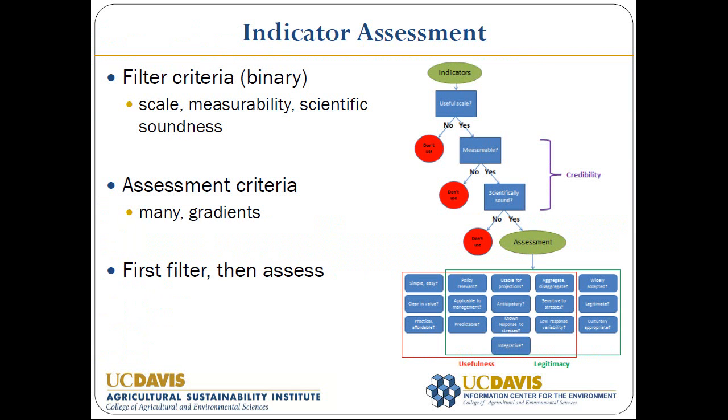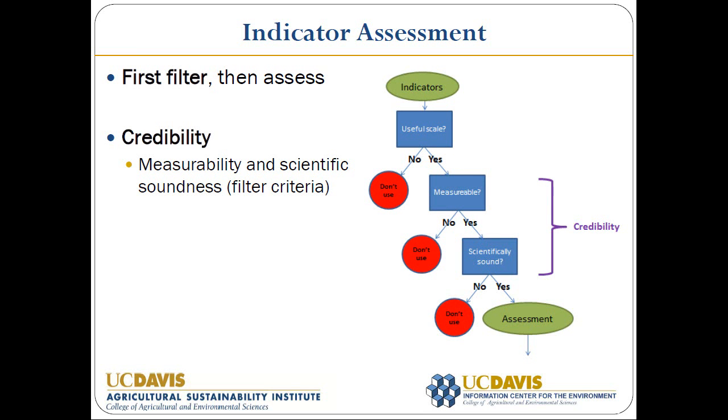This flowchart maps out the conceptual process of assessing the potential use of indicators within the type classification from the previous slide. The first part of the assessment process uses filter criteria to eliminate indicators that do not meet basic thresholds of credibility. Indicators that pass the filter criteria are then evaluated using the assessment criteria. There are many potential assessment criteria. Indicators selected for ultimate use should meet at least some of the assessment criteria.